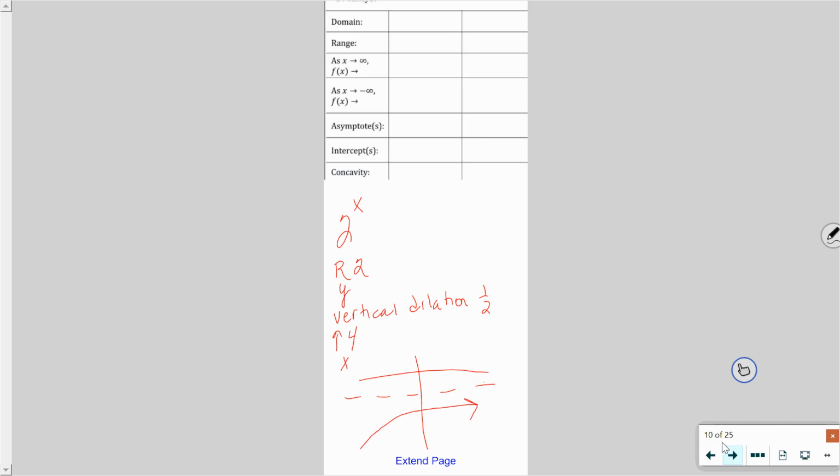X-axis, I'm sorry, x-intercept, y-intercept as well. Why do you have to use one? So you can combine them. Combine the half and that's 2.